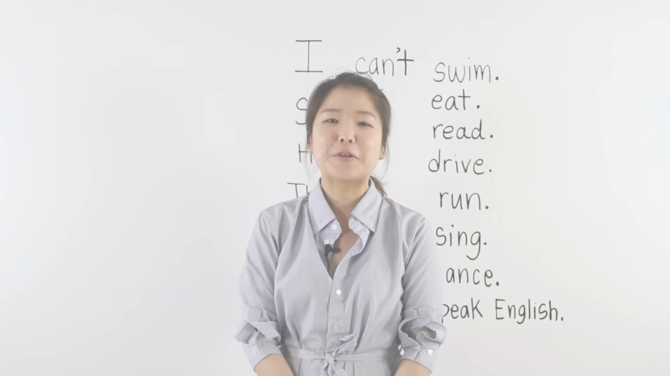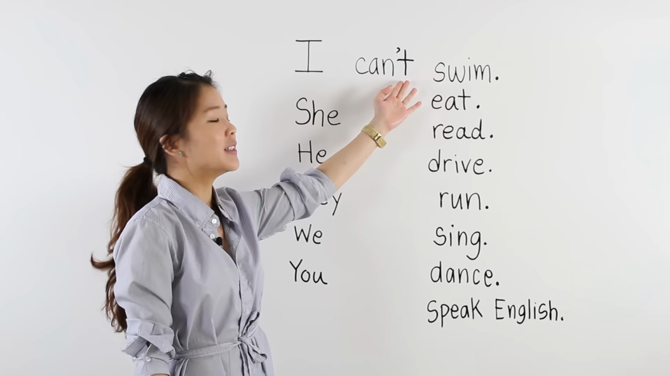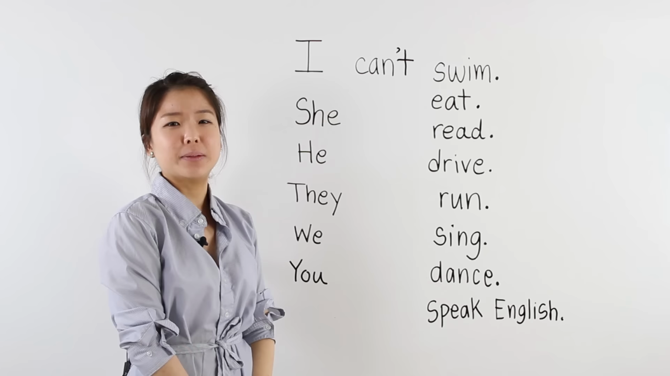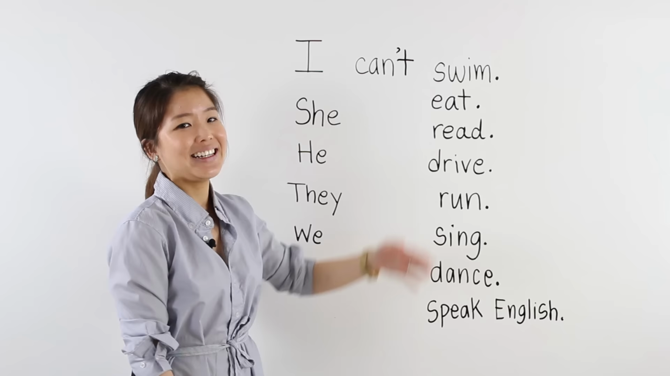Okay, so now we're going to practice with can't. You can see I've only changed this by putting a T here, changing can to can't. So let's practice again. Make sure you guys are following after me. I can't swim. Let's move on to eat. She can't eat. Maybe she's full, right? She can't eat.